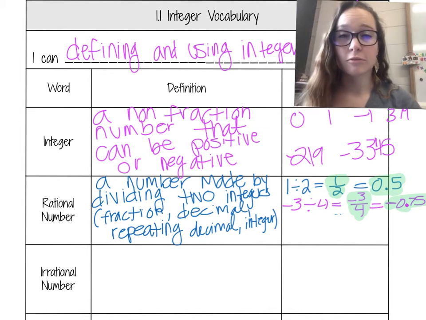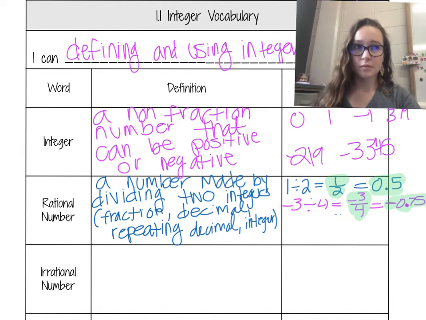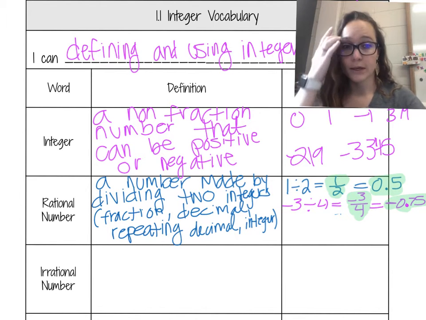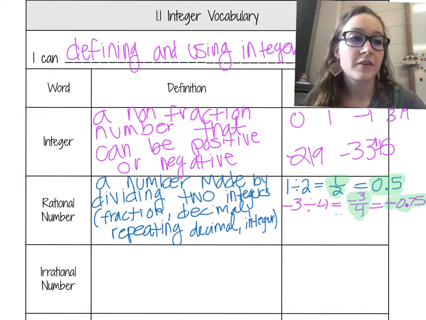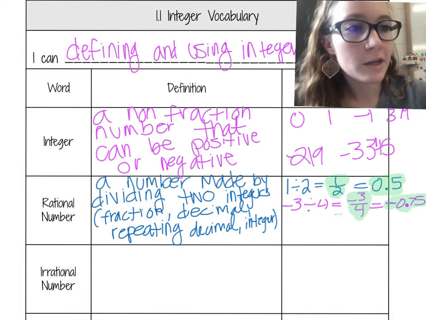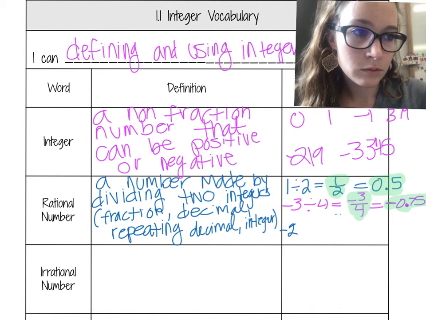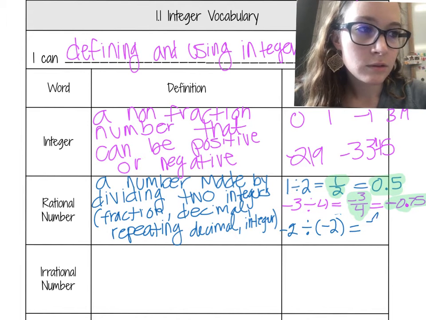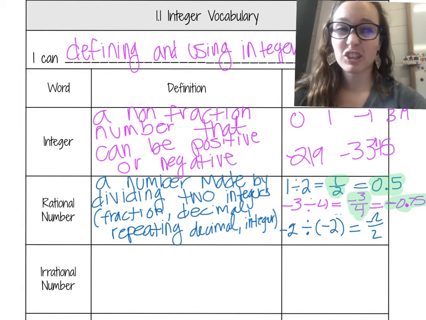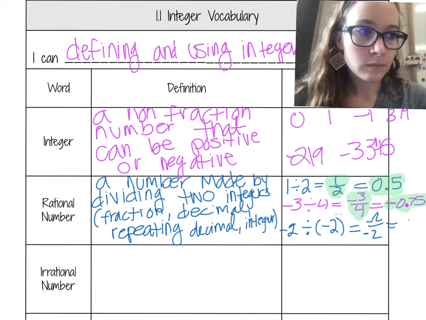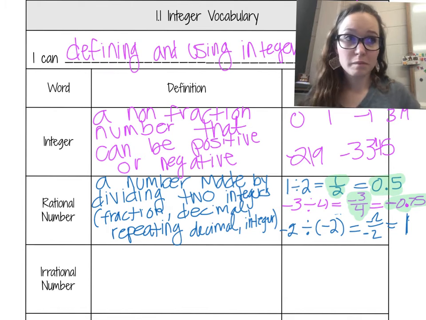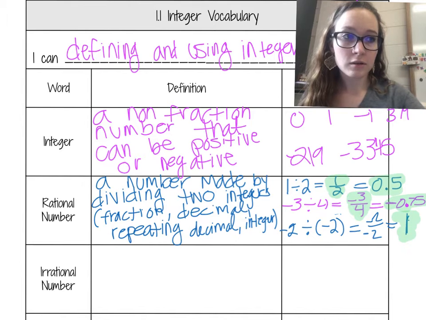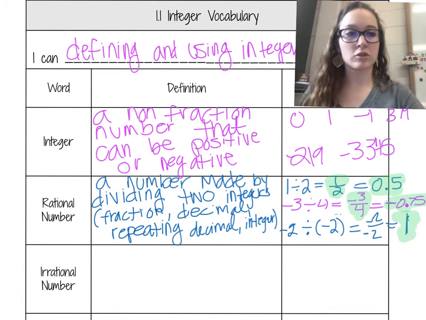Let's remember our multiplication properties. Anything divided by itself is 1. So if I had -2 divided by -2, I put it in fraction form, that actually equals 1. But look, 1 is also an integer. So sometimes a rational number can also be an integer. So that's where that part comes from.